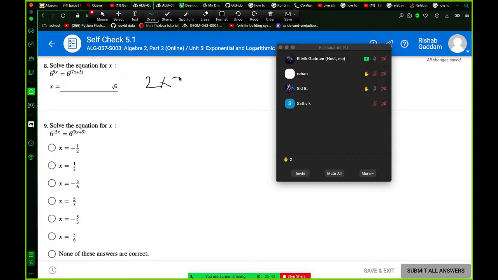Yeah. 2x is equal to 5. The 6 is already on both sides. You just bring negative 7 over to that side, so you subtract 7 from both sides, and you have 2x on that side, and you have 2x equals 5, so x equals 2.5. Yeah, good job, Sid.